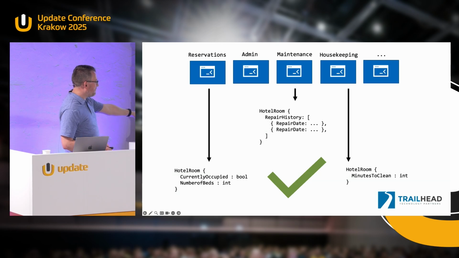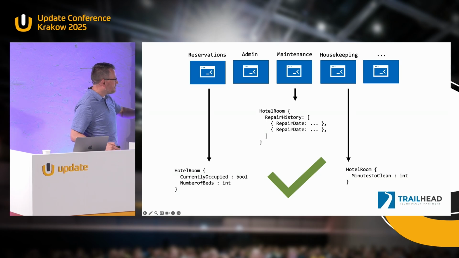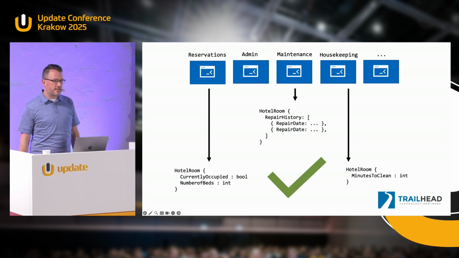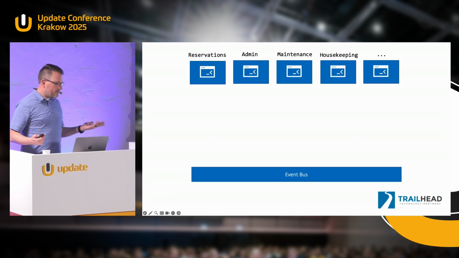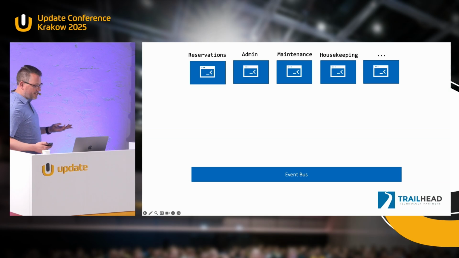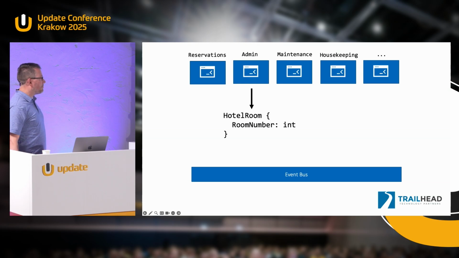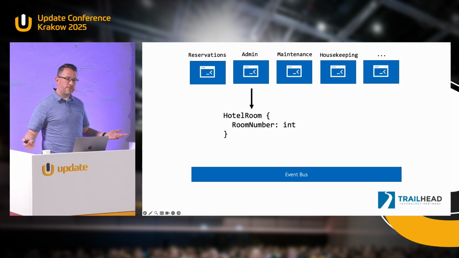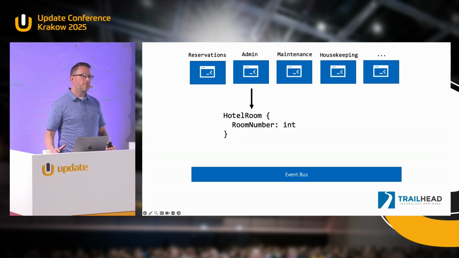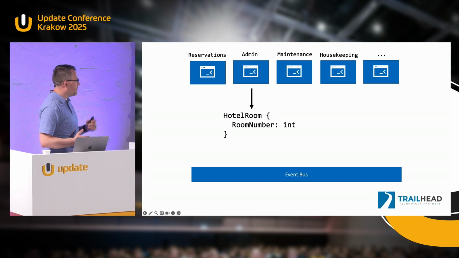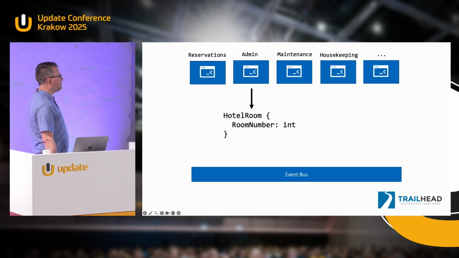The reservations would have things like whether the room is occupied, the number of beds that are in that room. Maintenance might have things like the repair history, and housekeeping might have things like how long it takes to clean the room. And then, if some data changes, for example, imagine the admin application is used to create a bunch of new rooms. There's been an addition built to the hotel, and they want to add some new rooms. So they go ahead and create a new room number.